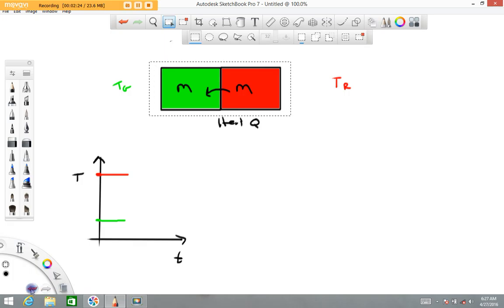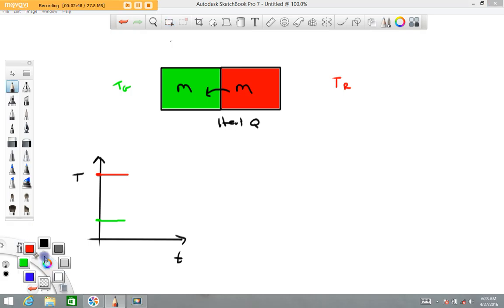Right? So if that's the case, then what's going to happen is the temperature of the red will slowly go down, temperature of the green will go up. But depending on the materials, they're not going to necessarily meet halfway in between. The temperature will change until both of these objects are at the same temperature. That's called the equilibrium temperature. And I'm just going to call that temperature T for now. And that temperature could be closer to the red, could be closer to the green, depends on the materials.